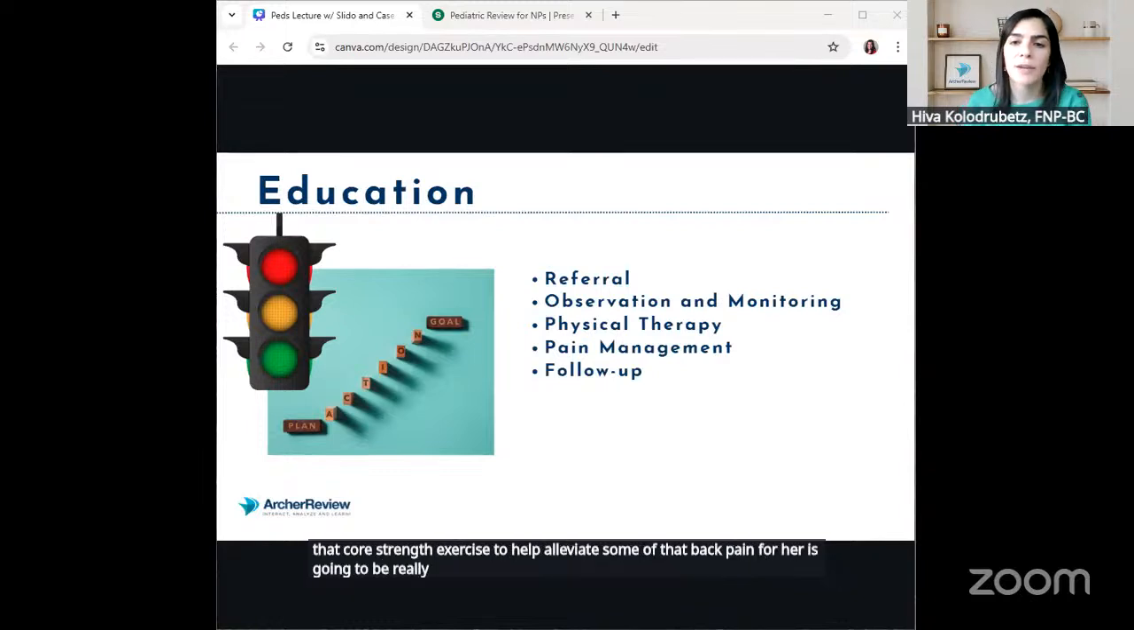And talking to her about pain management and making sure that she's not avoiding physical activity, but she's avoiding or reducing the prolonged inactivity and really managing her pain so that we can keep her young and healthy and active. That's going to go a long way.